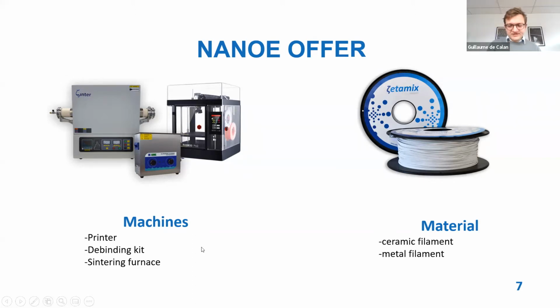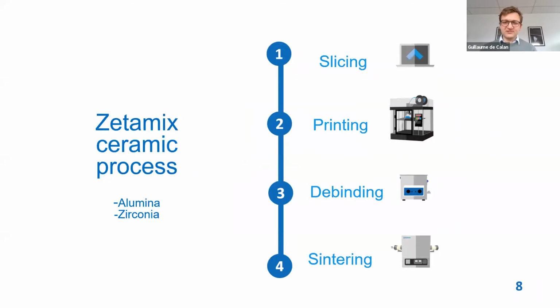Just to dive a little bit into how to use those materials, and then we'll really get to today's topic. How do we use those materials? Well, it's quite simple. It's a 3-step process. Well, 4 if you add file preparation, which is what we call slicing. And then it's printing, debinding, and sintering. In the case of ceramics, debinding is done chemically. That means we put the part in a solvent that removes at least a part of the binder, if not all of it.